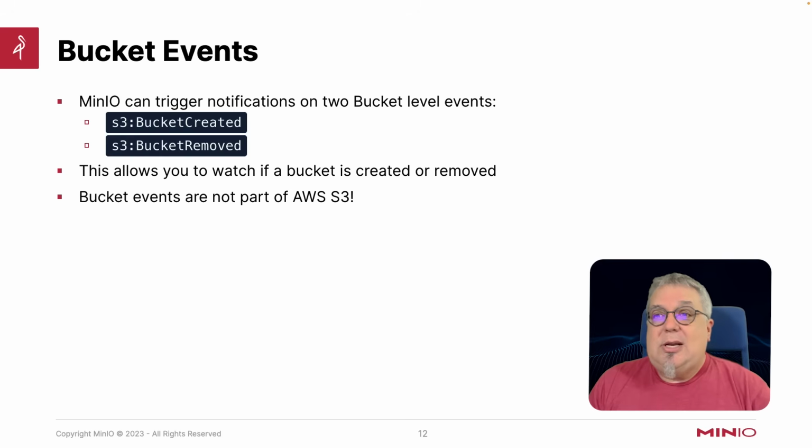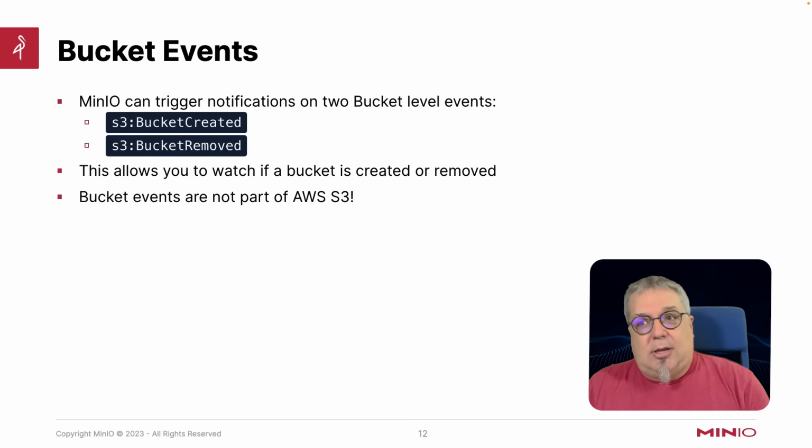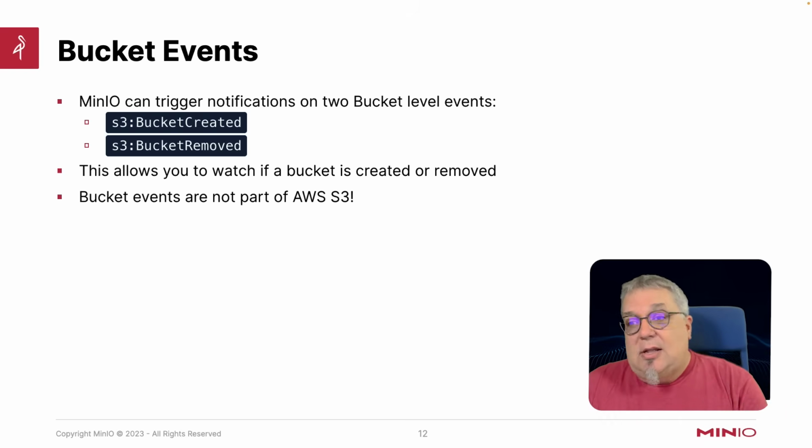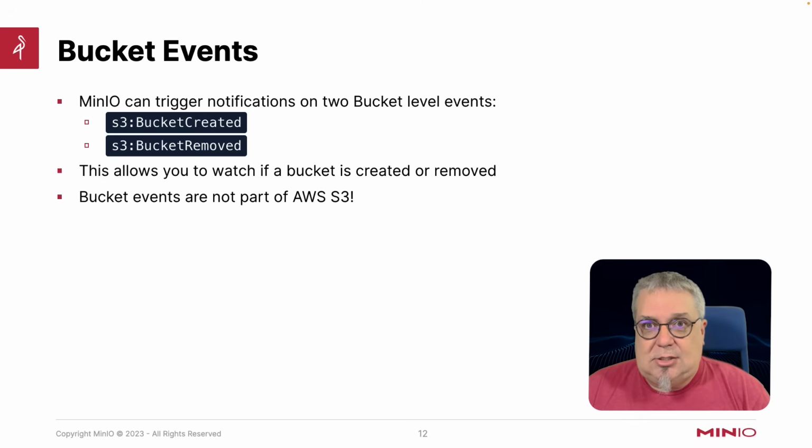Another MinIO-only one is bucket events. This is also another site-wide event. We have S3 bucket created and S3 bucket removed. This allows us to watch if a bucket is created or removed, and this is part of the entire site-wide system. So this would be another thing that gets watched at a site level, not on a bucket level. Bucket events are also not part of the AWS S3 standard.